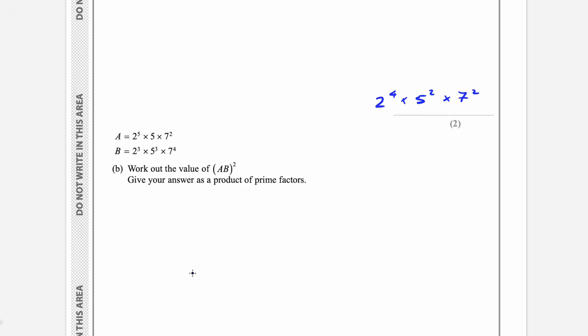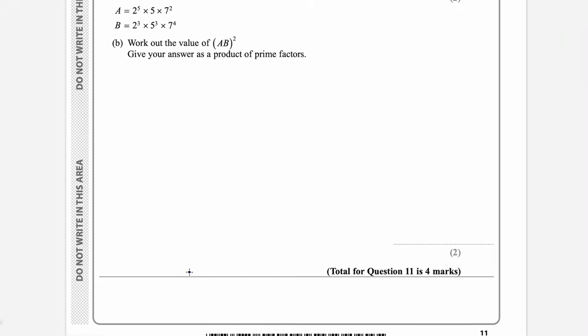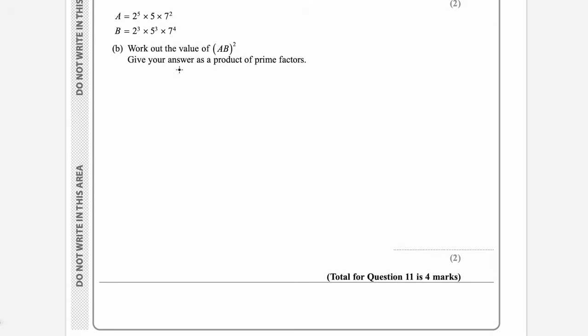Okay, same thing. Work out the value of ab squared, giving your answer as a product of prime factors. Okay, I like this, guys. So firstly, let's do ab. ab is just going to be this times this. So that's going to be 2 to the power of 8, because I add the powers, times 5 to the power of 4. Again, I add the powers because I'm multiplying. And then times 7 to the power of 6.